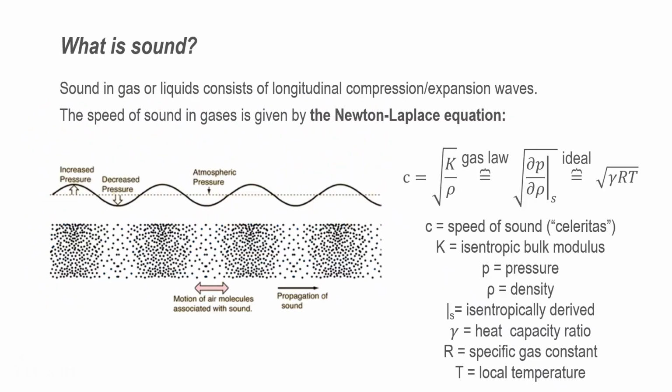We define the speed of the propagation as speed of sound, which by the Newton-Laplace equation reads as the square root of the isentropic bulk modulus divided by the density of the medium. In gases, the radicand simplifies as the incremental pressure variation per variation of density in isentropic conditions. For ideal gases, this is the product of the heat capacity ratio with the specific gas constant and the local temperature, or as you most probably know, gamma RT.